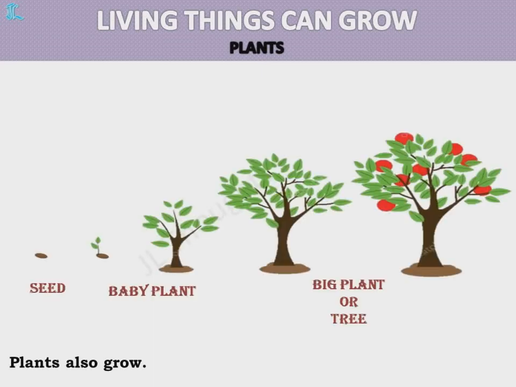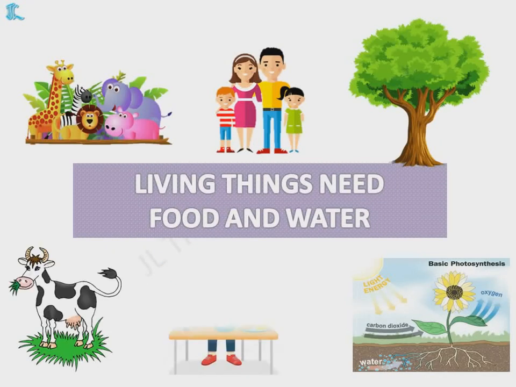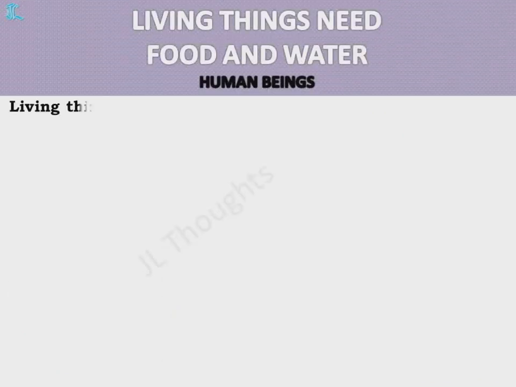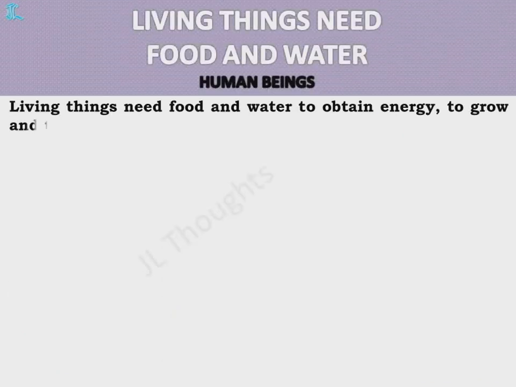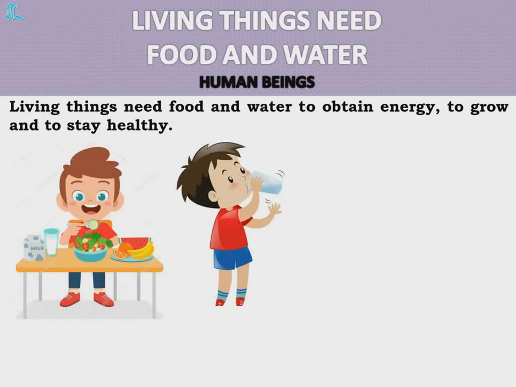Plants also grow, like a seed grows into a baby plant and the baby plant grows into a big plant or tree. Living things need food and water. Living things need food and water to obtain energy, to grow, and to stay healthy.